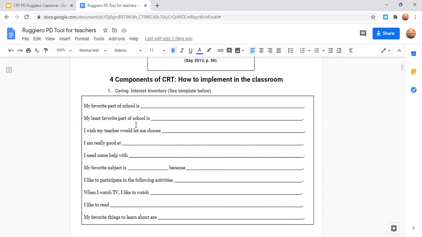So maybe the teacher could provide a student-led discovery project or a choice board project, and that would allow the student to use their personal interest to spark their academic success and really take pride in their work. The interest inventory I created is attached in your toolbox handout.